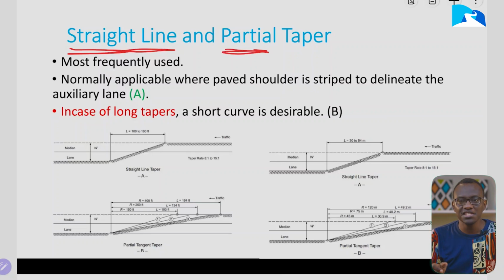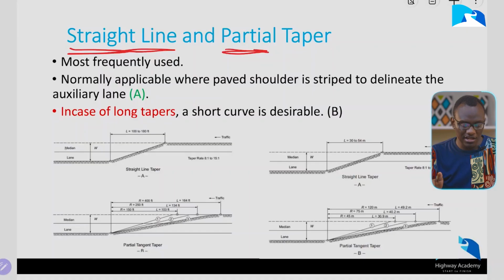You're going to find that these are the most frequently used. In most of your designs, I think 70% of the time, you're going to be using a straight or a partial taper. These are normally applicable where there's a paved shoulder that is striped to delineate the auxiliary lane, which is your normal convention. They also highlight that in the case of long tapers, a short curve is desirable. We highlight that in point B.